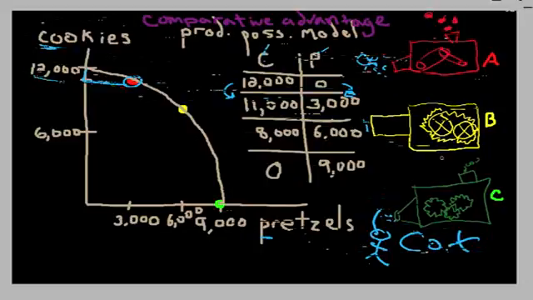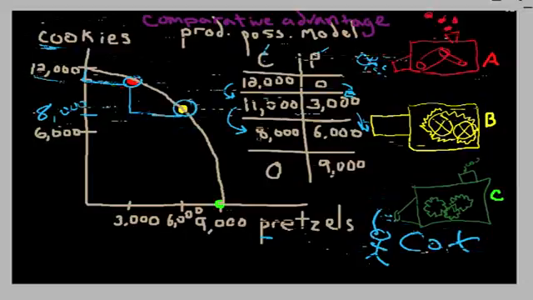He figures out which one has a comparative advantage in making pretzels, and it turns out it's machine B. He turns it off of cookies and onto pretzels. It goes from 3,000 to 6,000 pretzels now, for the company. But they lose cookie production from 11,000 to 8,000. So this number goes down from 11 to 8,000 over here. And we end up with this yellow dot. So this company is now making 8,000 cookies and 6,000 pretzels.